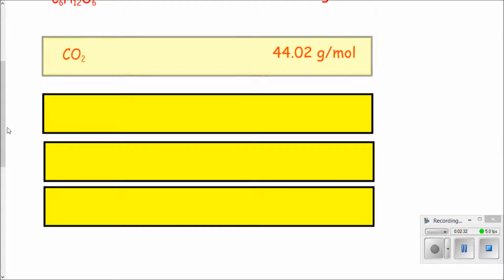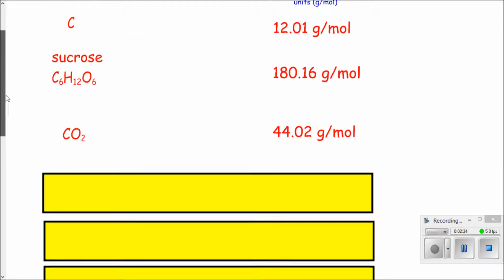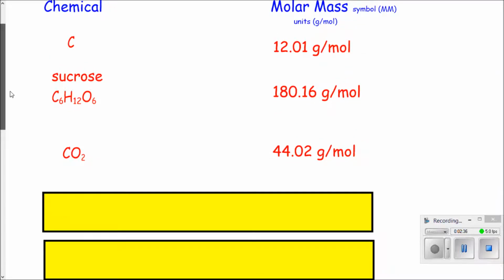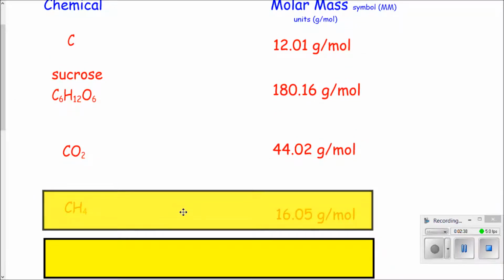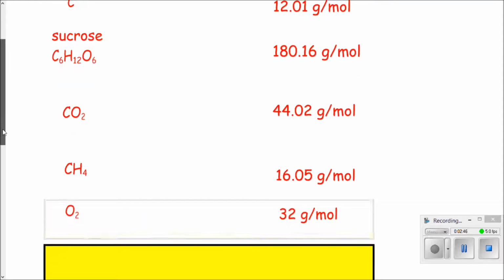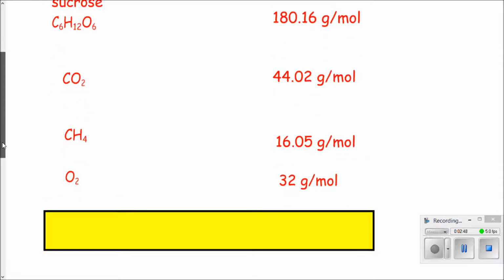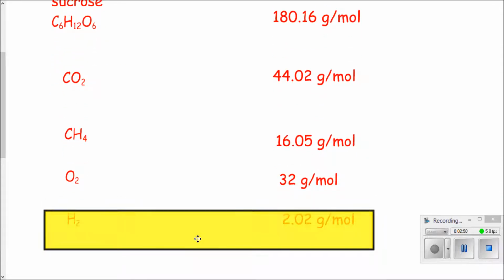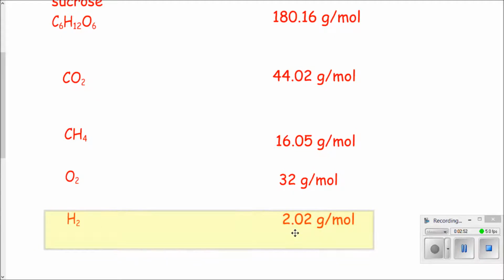Carbon dioxide has a molar mass of 44.02 grams per mole. Methane has a molar mass of 16.05 grams per mole. And oxygen has a molar mass of 32 grams per mole. Pause it, see if you can figure out what's going on. And hydrogen has a molar mass of 2.02 grams per mole.